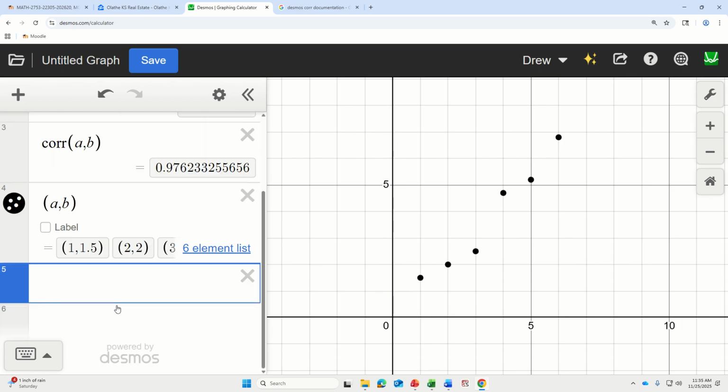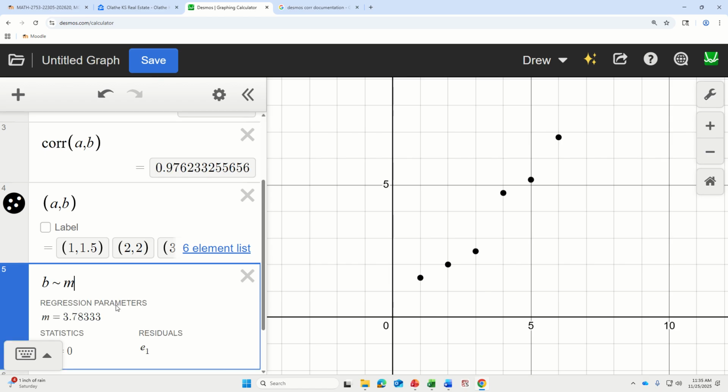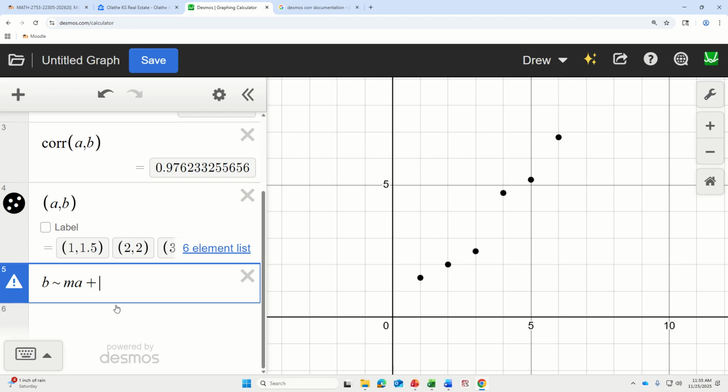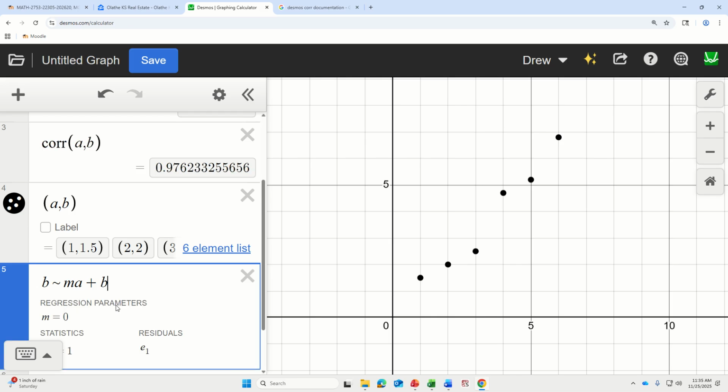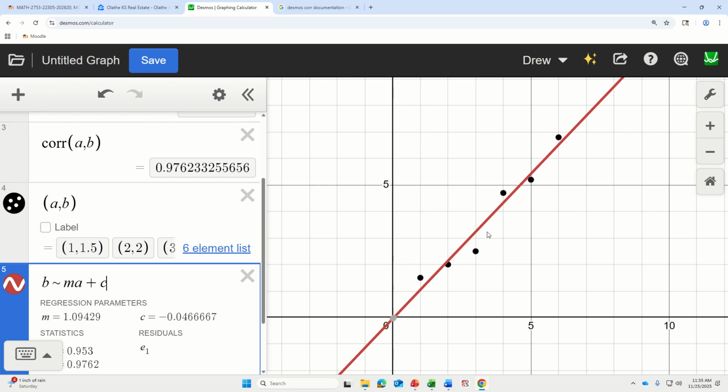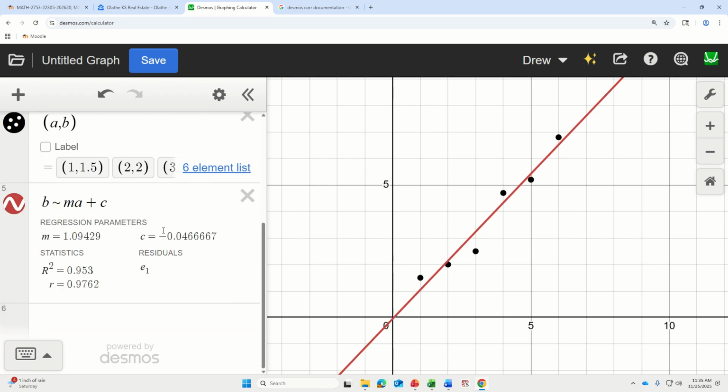And then the Desmos way of finding the regression line is to say B tilde MA plus, I'm already using B, I'll call it C then. Okay. This is how you get Desmos to do your regression for you. You probably want to use this on the final exam, right? B tilde MA plus C.